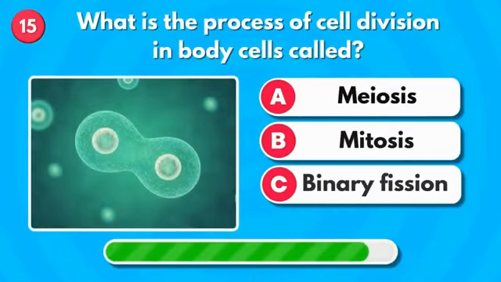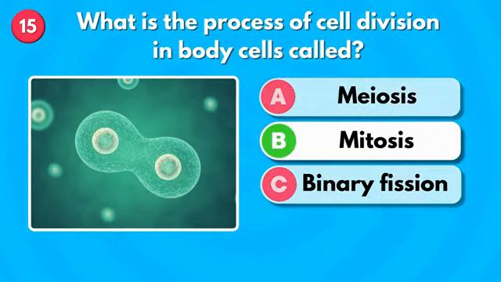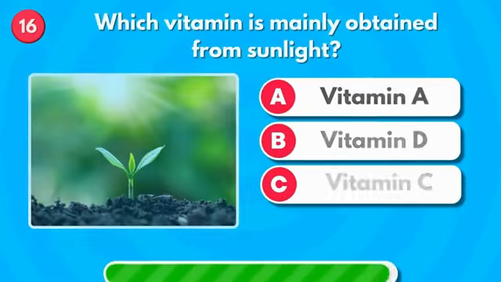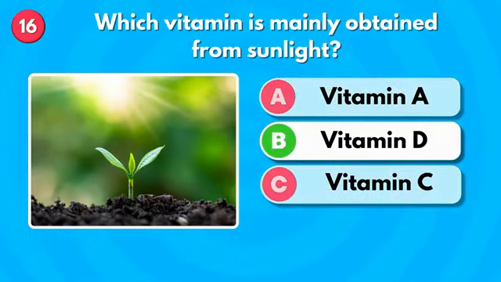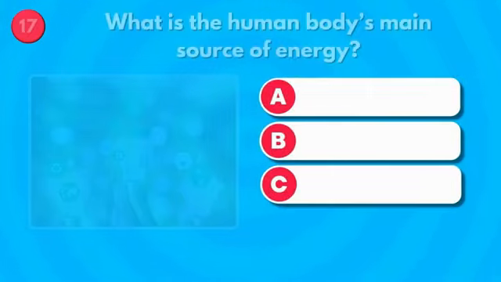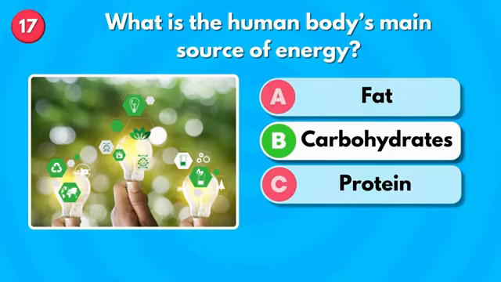What is the process of cell division in body cells called? Mitosis. Which vitamin is mainly obtained from sunlight? Vitamin D. What is the human body's main source of energy? Carbohydrates.